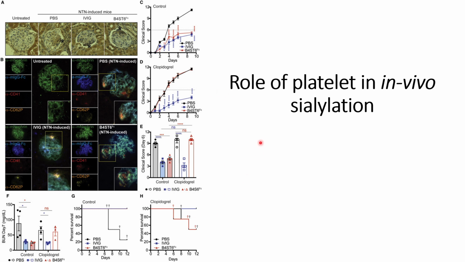So from these results, the researchers are able to find out that B4ST6FC requires activated platelets for in vivo sialylation or reduced inflammation, whereas IVIG does not require platelets for the inhibitory anti-inflammation response. So I hope you understood some basic idea about the role of platelets in in vivo sialylation towards their custom designed antibodies that have engineered sialyltransferase.